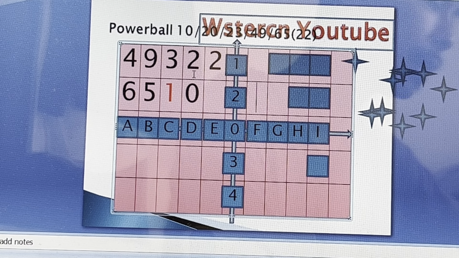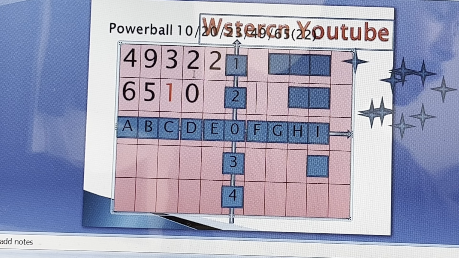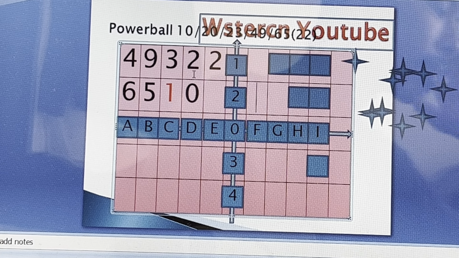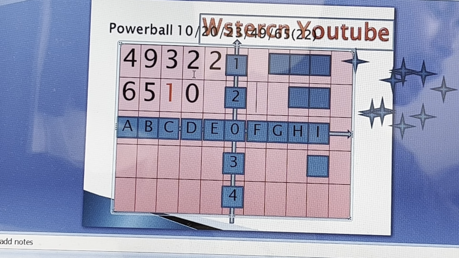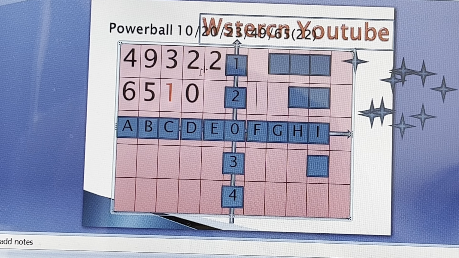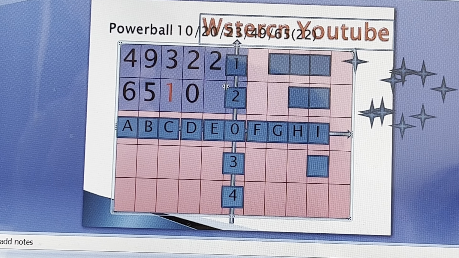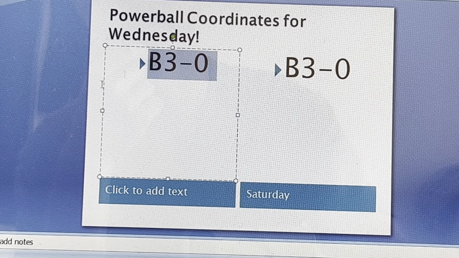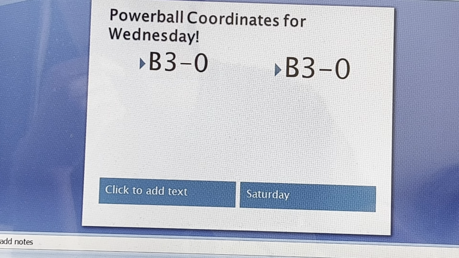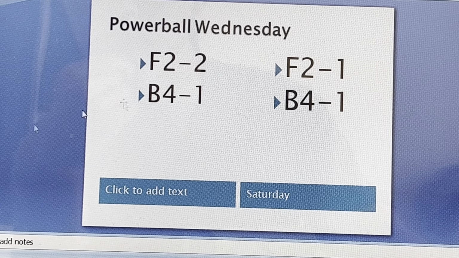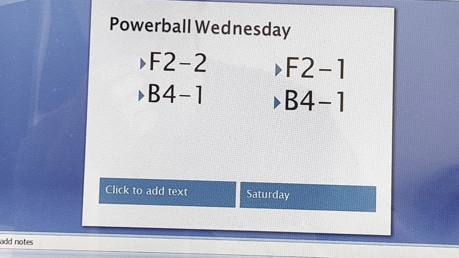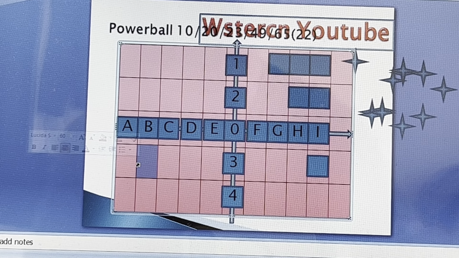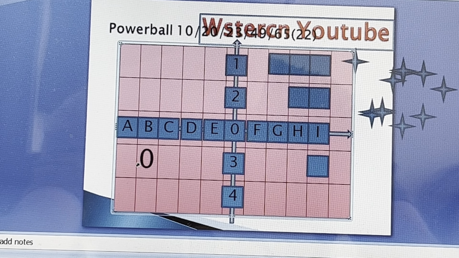So let's look at where the 10 is. I cannot find any other location with the 10, so I'm going to pull it out. It should be B3 and B4. B3 and B4. Let's look at B4. B4, you see it? So B3 and B4. That would be a 10 right there.